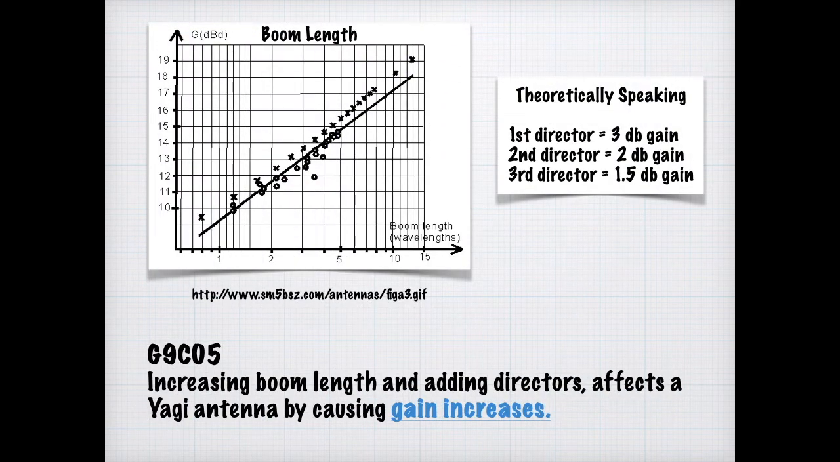As you can see by the chart, as you increase the boom length, it increases the gain as well. But also if you increase the number of directors. So theoretically speaking, if you have one director, you get 3 dB of gain. The second one will give you an additional 2 dB, and a third director will give you 1.5 dB gain. For the exam, you need to know that increasing the boom length and adding directors affects the Yagi antenna by causing gain increases.